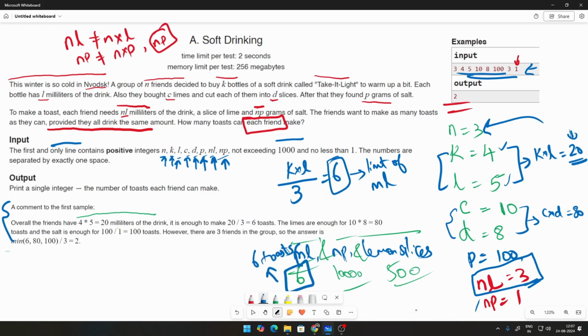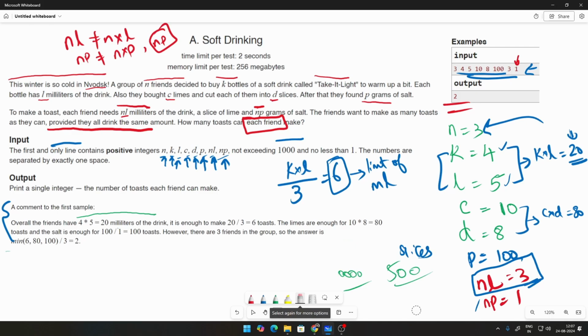So that means whatever is the minimum of these three parameters is the one that we are going to be taking, because all three are required in order to make a particular toast. Okay, so this is the limit of ml. This is the amount of toasts I can make with the amount of liquid that I have.